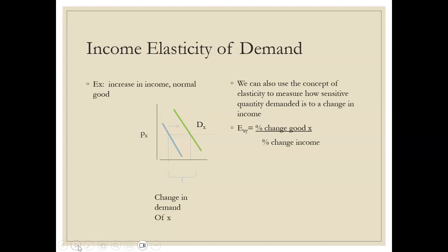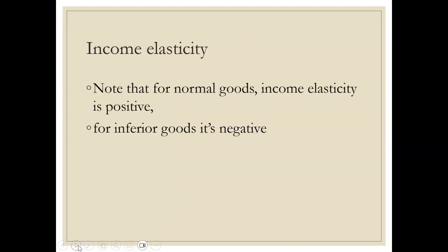Notice that the income elasticity is positive for normal goods because if income goes up, demand goes up as well. But for inferior goods, income elasticity is negative. Income goes up, but we buy less because for some reason this is a product that people only buy when they have low incomes and can't afford the better stuff.